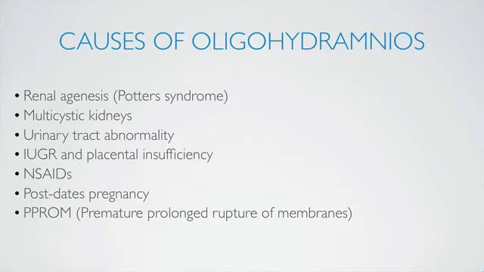Intrauterine growth restriction and placental insufficiency is another cause. And NSAIDs, so ibuprofen, are highly contraindicated during pregnancy, as this has multiple effects on the fetus, but one of which is to reduce amniotic fluid. And as I discussed before, the premature prolonged rupture of membranes, so loss of amniotic fluid, obviously reduces the amount.